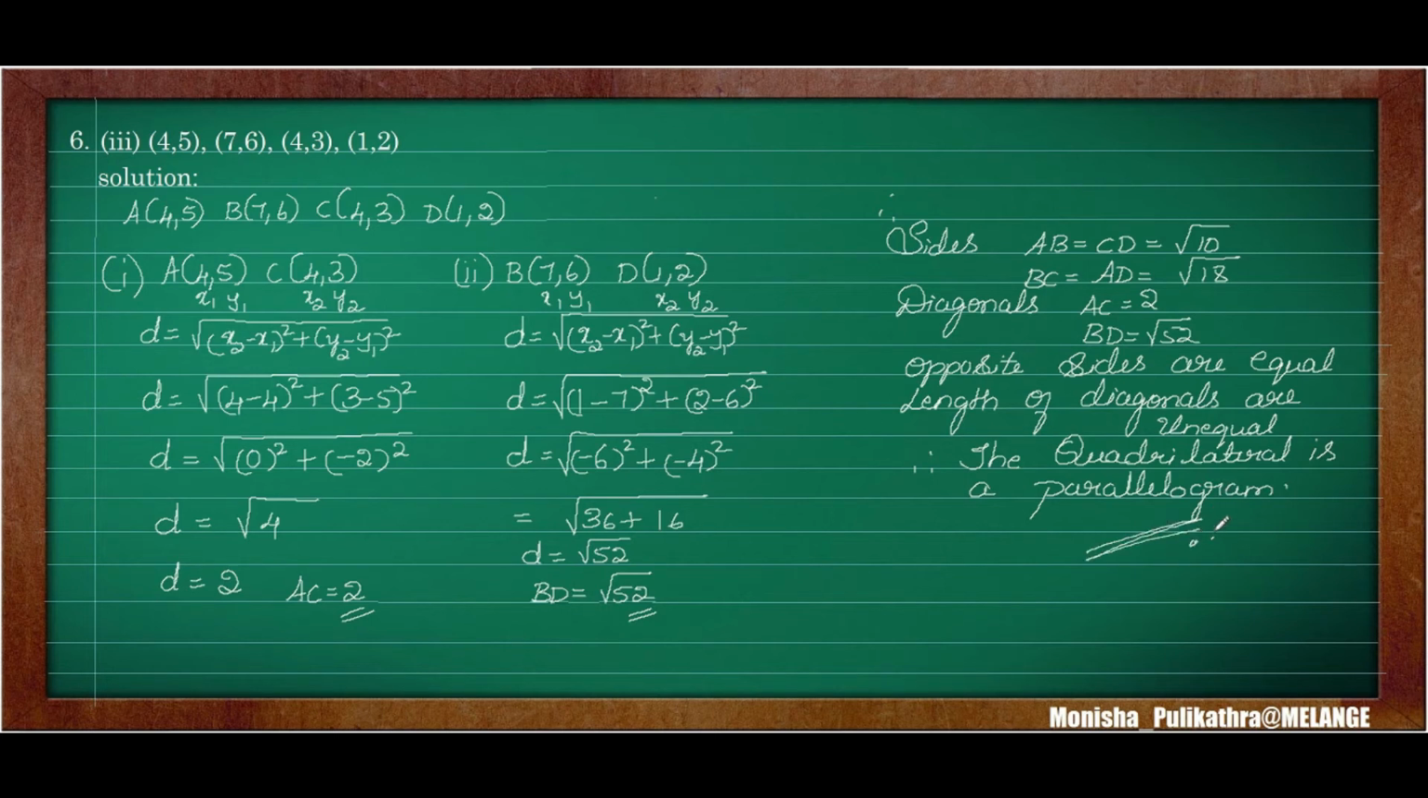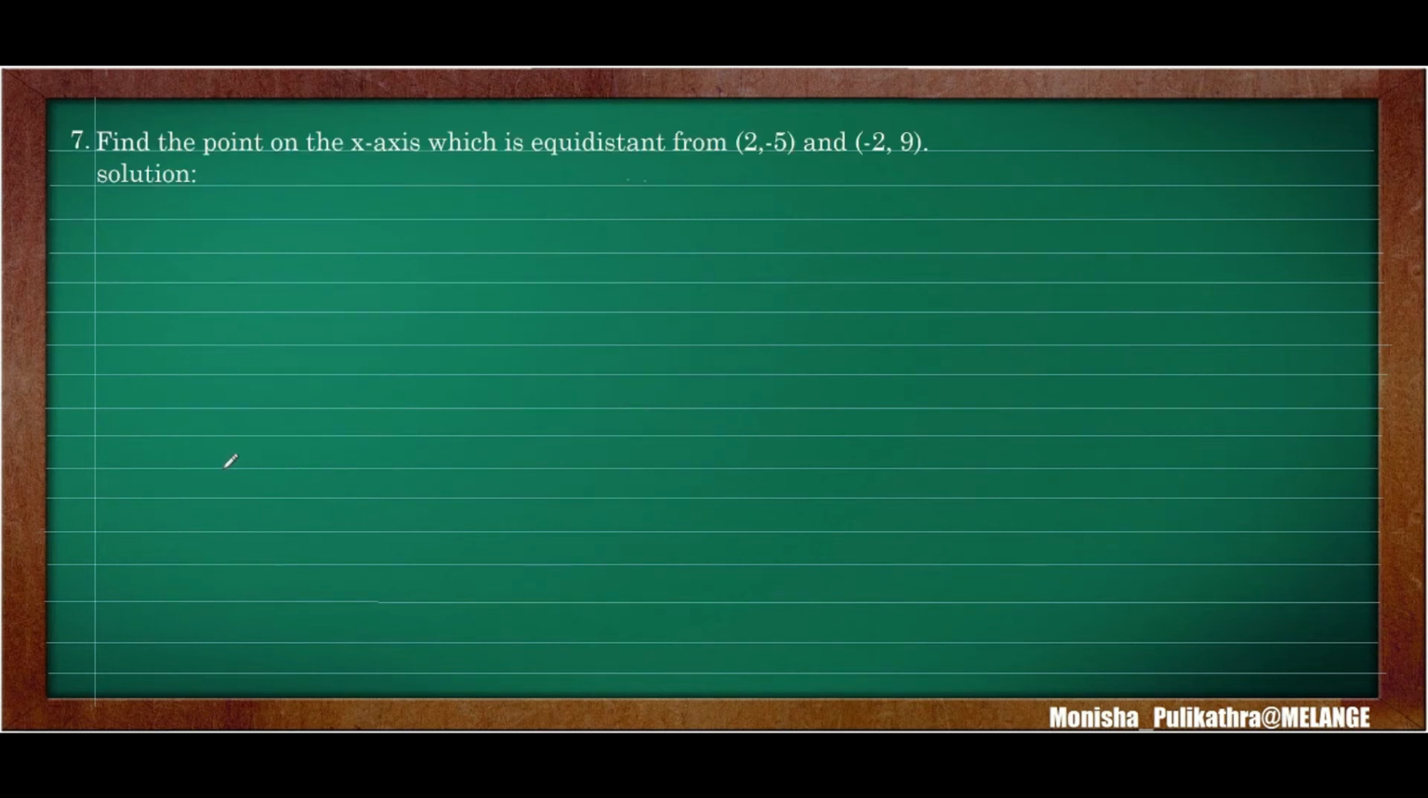I hope you understood this problem. Moving on to the seventh problem. The seventh problem is: find a point on x-axis which is equidistant from 2, minus 5 and minus 2, 9. So what we have to find is, here they have given a point on x-axis.